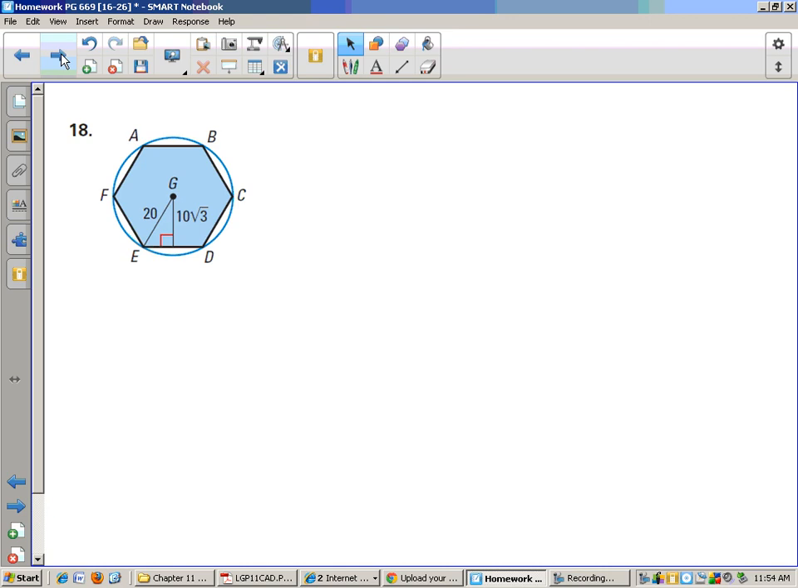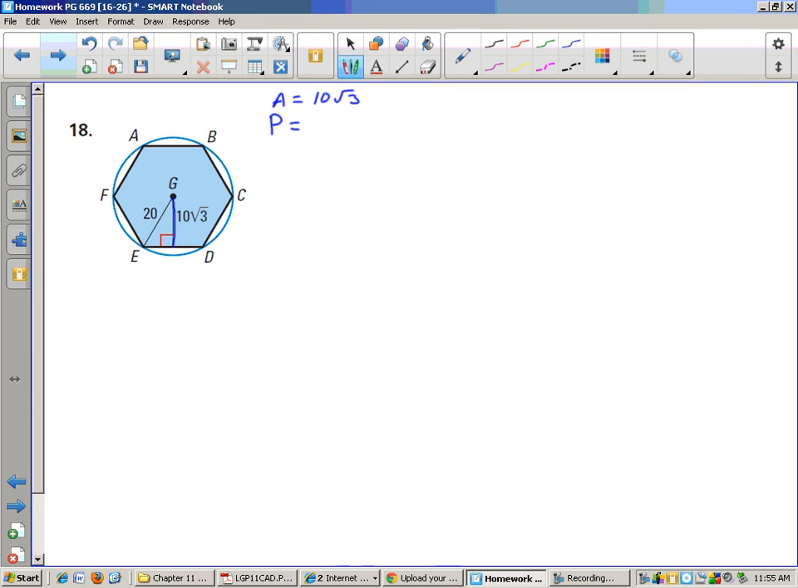So now we get into a little bit more difficult ones. So we've got number 18 here, which is a hexagon. But they've already given us the apothem. What's the apothem in this shape? 10 root 3. So the apothem is this distance here, 10 root 3. So now we just need to find the perimeter.